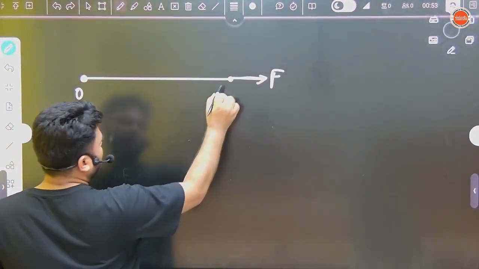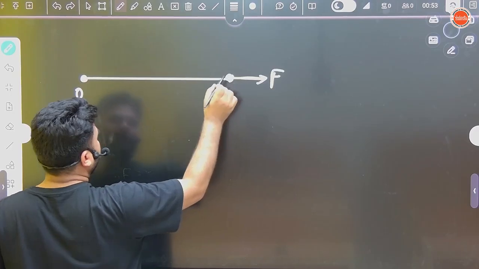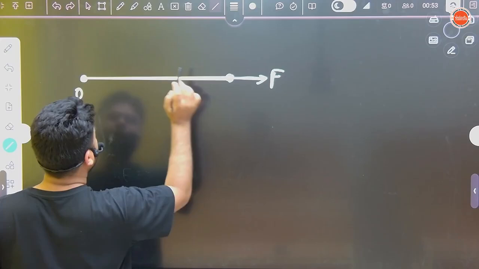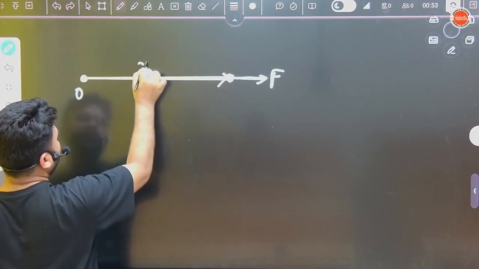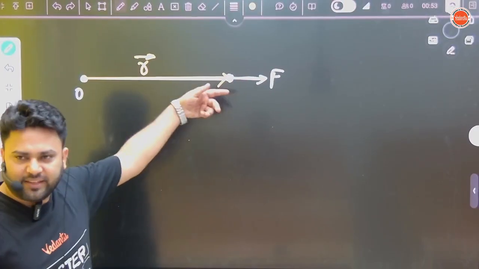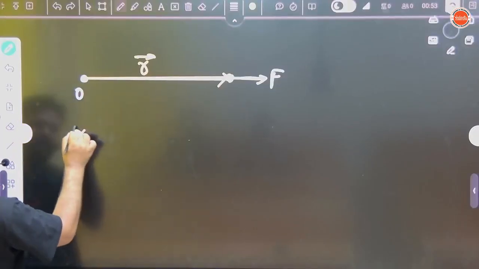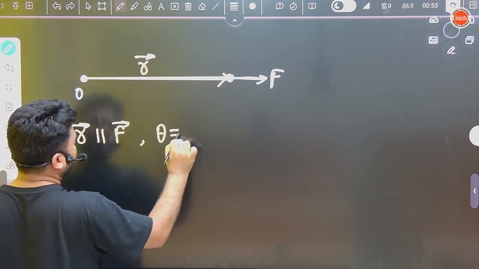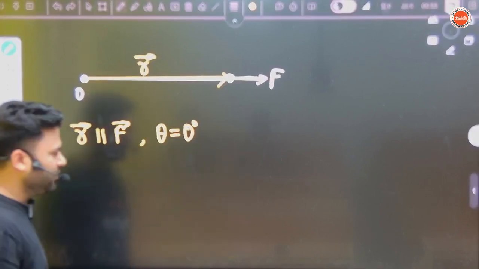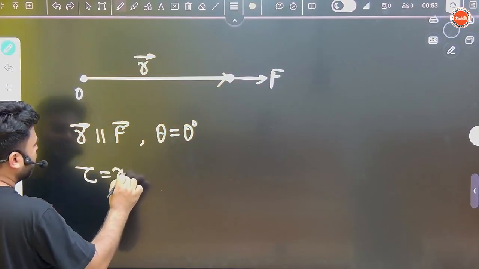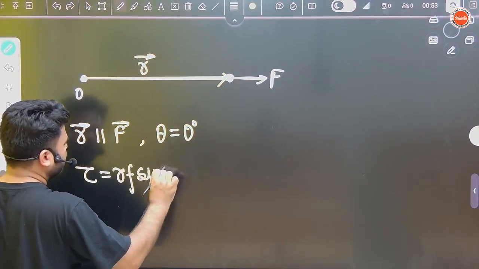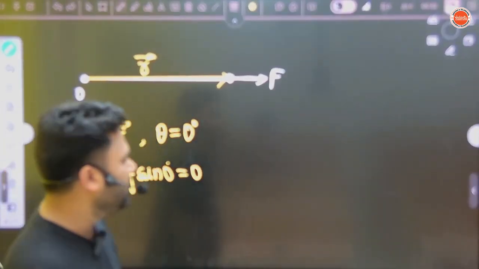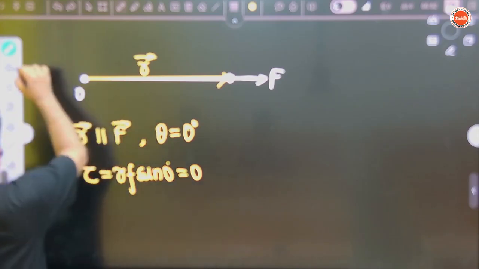Why? Because see, here you are applying force. This is the R vector. Here you are applying force. So this is the R vector. R vector and force vector in the same direction. R vector is parallel to force vector. Means theta is how much? 0 degree. So sine 0, 0. So torque formula was RF sin theta. Theta is 0, sine 0. So it will become 0. There will be no torque. Because the object will not rotate. Correct.